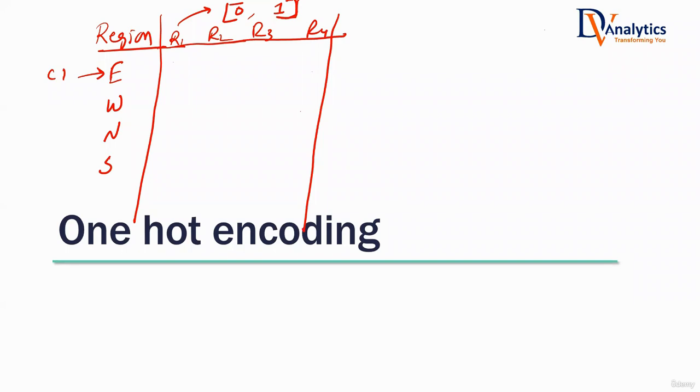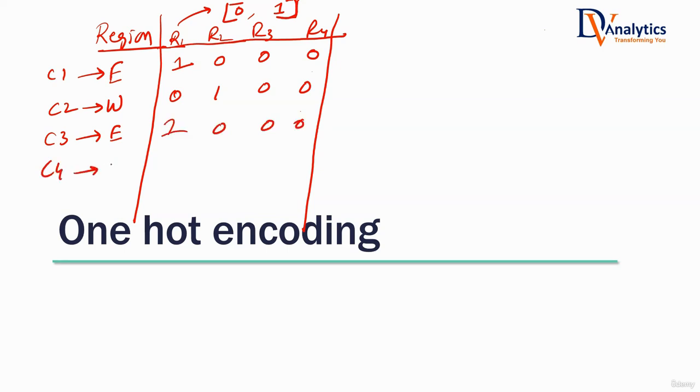Since customer one belongs to East, I'll put region one as one, and the remaining all as zeros. Customer two belongs to West. What will I do? 0100. Customer three belongs to East, so how do I fill those values? 1000. Customer four apparently belongs to South. 0001. Customer five, if he belongs to North, 0010.